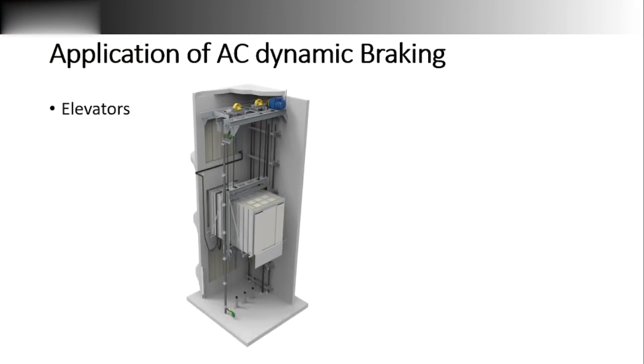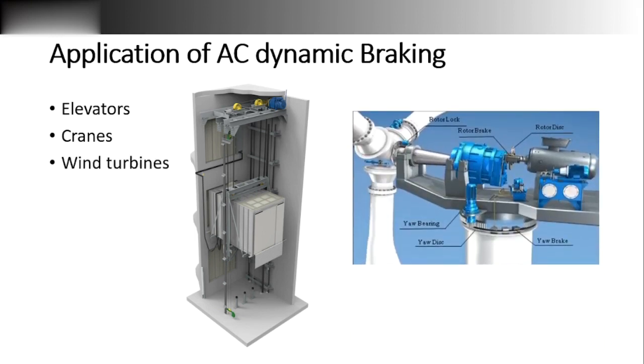Now other applications include elevators, which use it for stopping. When we stop at a particular floor, it ensures that the elevator is functioning and stopping smoothly. We also have cranes and wind turbines. In case of an emergency or during maintenance, when the fans or blades need to be stopped, we can use dynamic braking. Thank you.